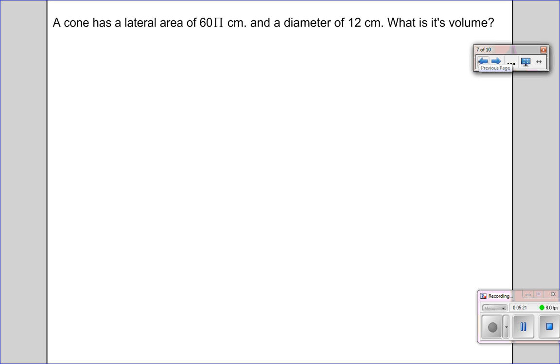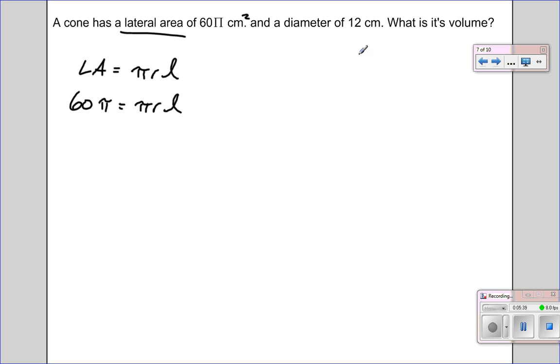A cone has a lateral area of 60 pi centimeters squared and a diameter of 12 centimeters. So what is its volume? Well, it's giving me the lateral area, so let's start by writing LA equals pi r L. But LA is 60 pi, so 60 pi equals pi r L. Now we know the diameter is 12, so that means the radius has to equal 6. So 60 pi equals 6 pi times L.